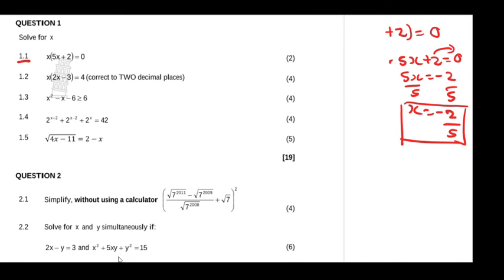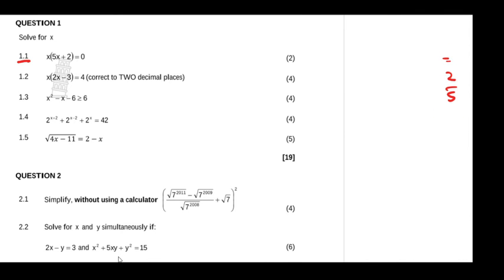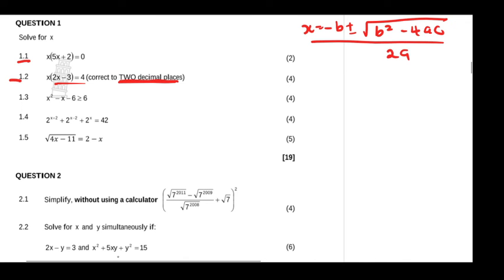So now let's go down to 1.2. So 1.2, we are asked to solve for x for this one. Leave our answer to 2 decimal places. So whenever you see this, it tells you that you need to use a quadratic formula. I mean, you cannot factorize something and get decimals, right? So it's x equals to minus b plus or minus the root of b squared minus 4ac, right? Divide by 2a, which our a value is equals to.